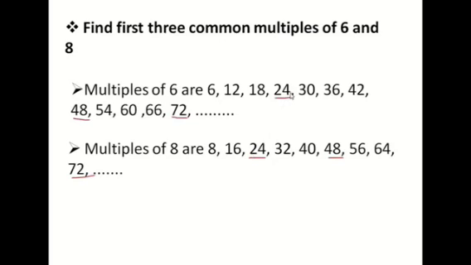So 24 we are getting as first common multiple. Then we are getting 48. Then we are getting 72. So first 3 common multiples we already got. So we need not find out more multiples. If we didn't get, then we have to find out more multiples and then choose the common multiples. Okay. So what will be the answer here? The first 3 common multiples of 6 and 8 are 24, 48 and 72. So please write it down.